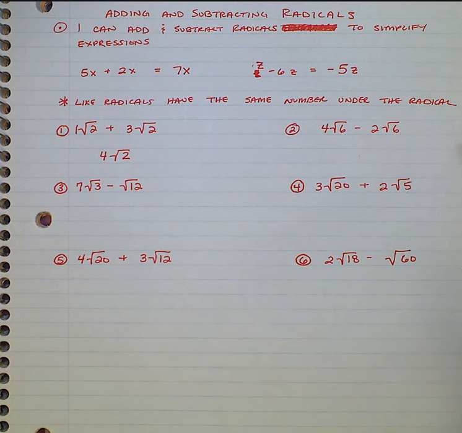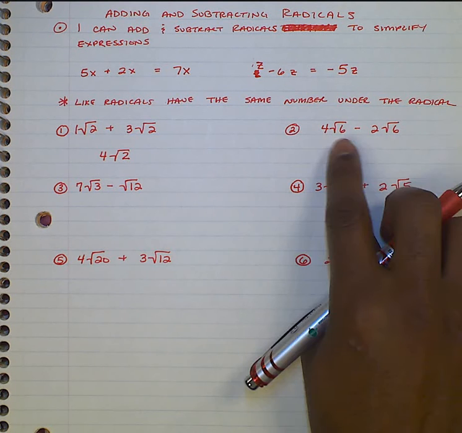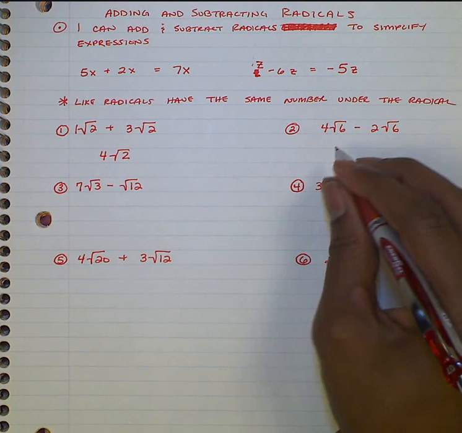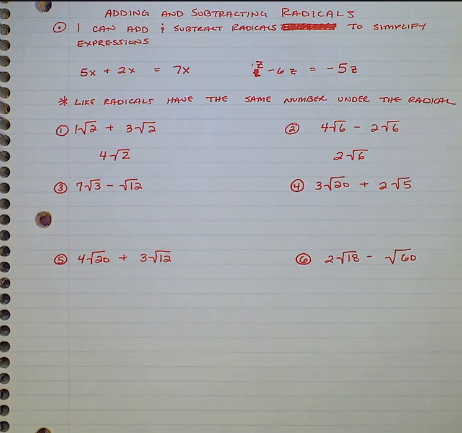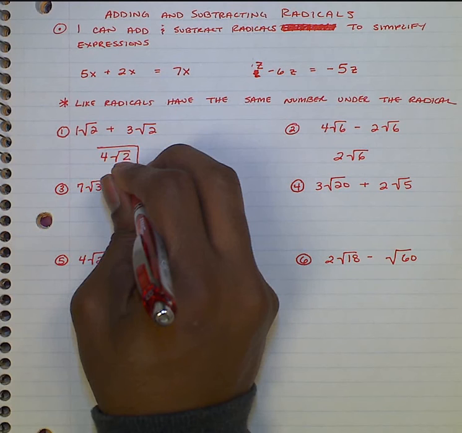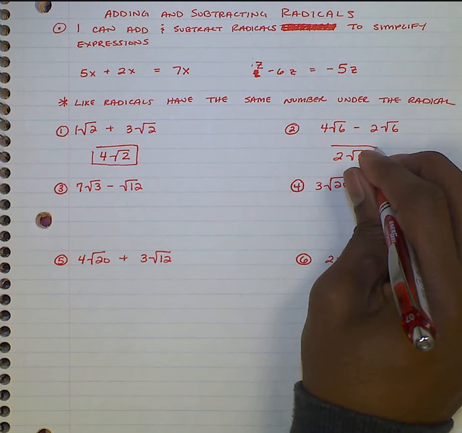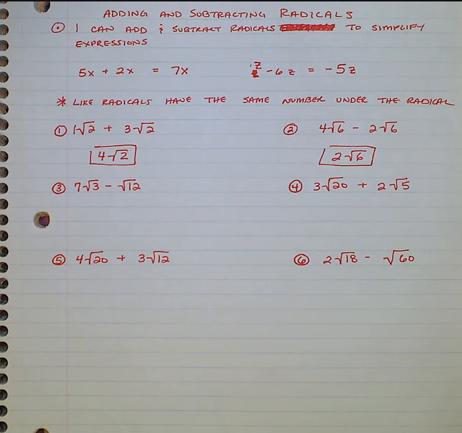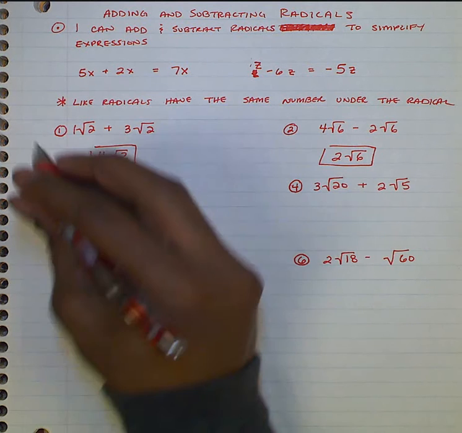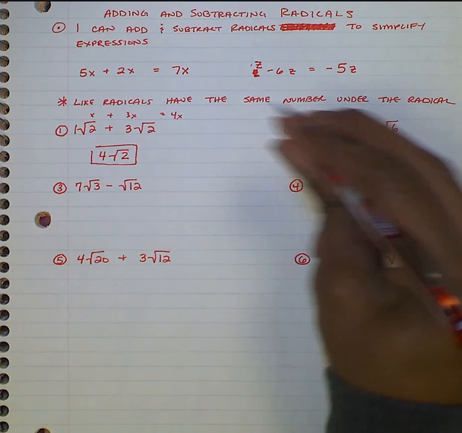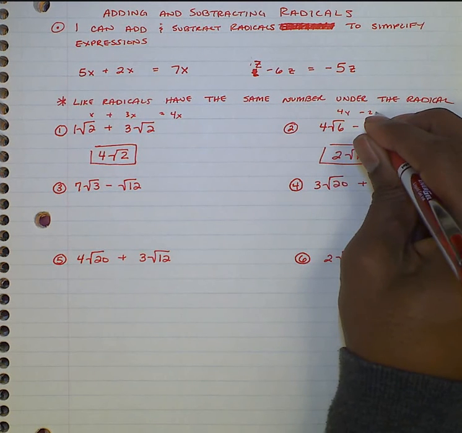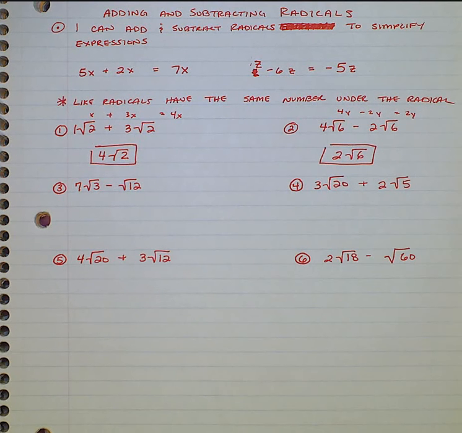Alright, looking at number 2. We have 4 radical 6 minus 2 radical 6. Well, put those together. 4 minus 2, that's 2 radical 6's. Okay, that's basically the unit. So notice those are just like the problems that we would have if we had x. 3x, 4x. Okay. 4y minus 2y would give us 2y. Just like our variables that we're dealing with or have been dealing with all year.